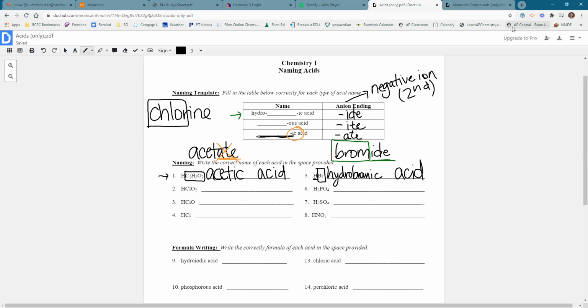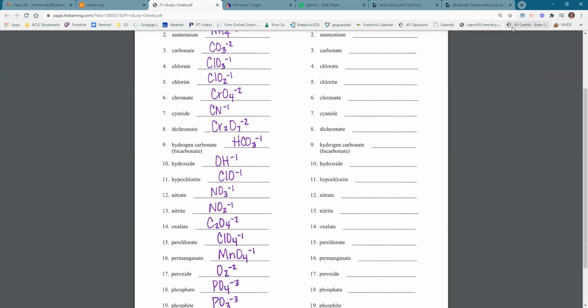Let's do number 8. Okay, so number 8, the important part is the NO2. So we're going to need to know the name of the NO2. The H in front just tells us that the second word will be acid. Okay, so NO2 is a lot of different elements. There's nitrogen and oxygen. Since there's more than one type of element, that tells me it's on the polyatomic ion list.